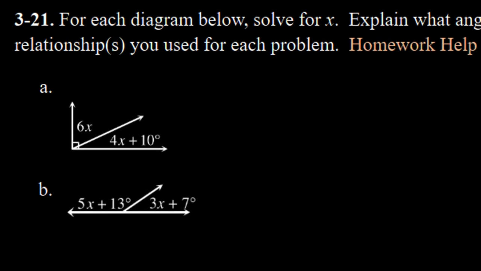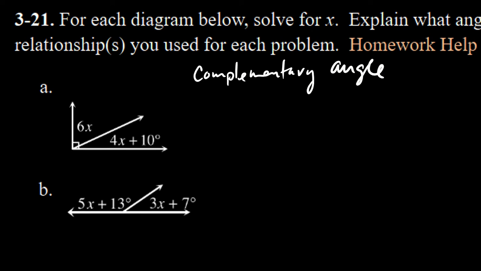Moving on. For each diagram below, solve for x and explain what angle properties or relationships you know. On this first one, these are complementary angles. Complementary angles have a sum of 90 degrees. So if I take the 6x, which represents one of the angles, and add to that 4x plus 10, they're complementary, so they have to add up to 90.